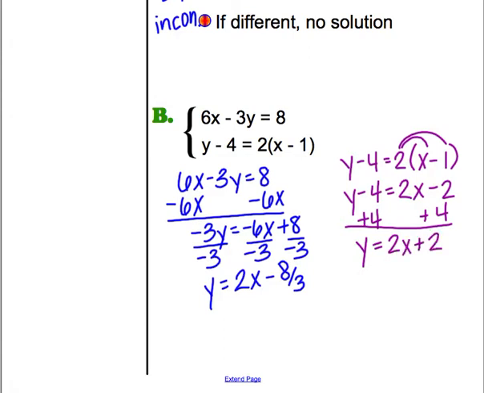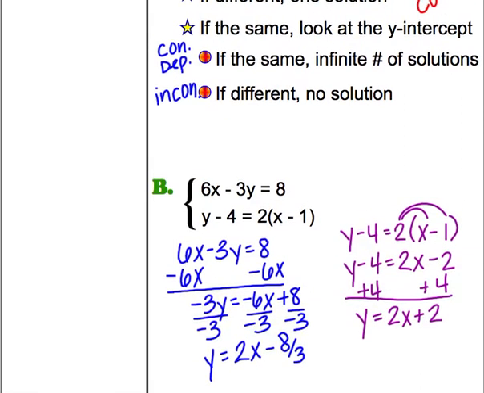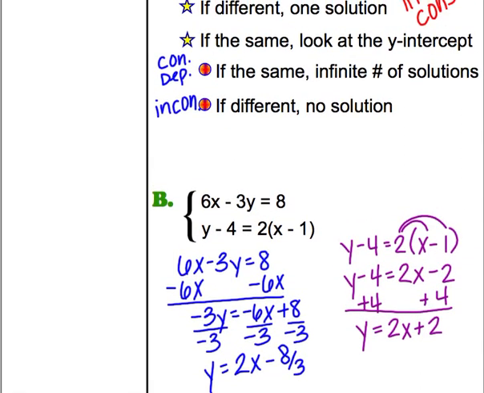So I see, looking back up here at my rules, if they have different slopes, they have one solution. In our case, I see that I've got a slope of 2 and a slope of 2. So our slopes are the same, so we look at the y-intercept. We have here a y-intercept of negative 8/3 and a y-intercept of positive 2. That means that these are inconsistent because they have the same slope but different y-intercepts, which means that they are going to be parallel to each other.